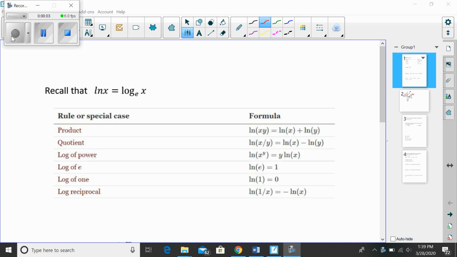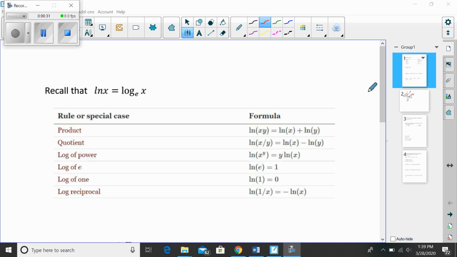So I hope the video segment that you watched with Kirk helped you understand how to apply the laws of logs with log to some base. And it's important to remember that natural log is a logarithm. It's the log base e of x. So all of the laws of logs that apply with log also apply with natural log.